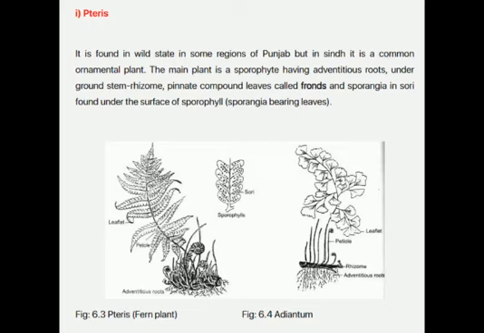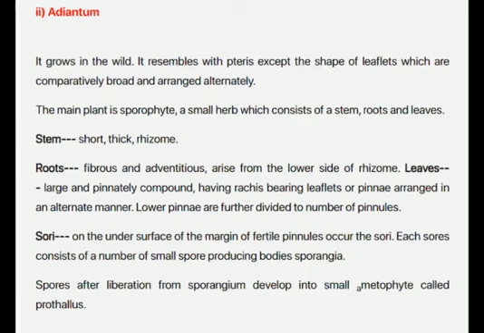Now the second example of the tracheophyte is Adiantum. The Adiantum plant also grows in the wild. It resembles Pteris except for the shape. The main plant is also a sporophyte, a small herb.